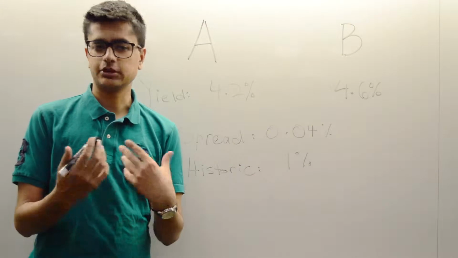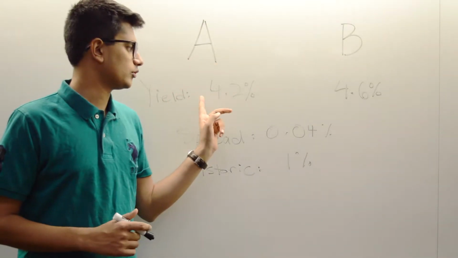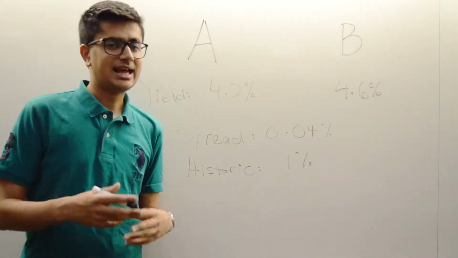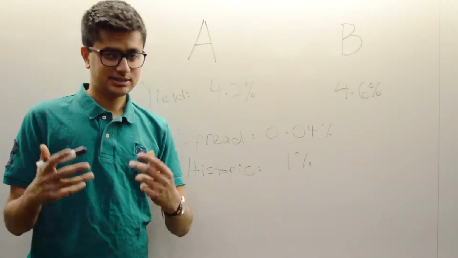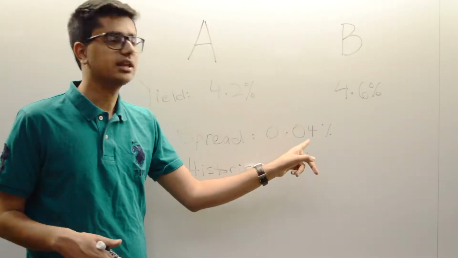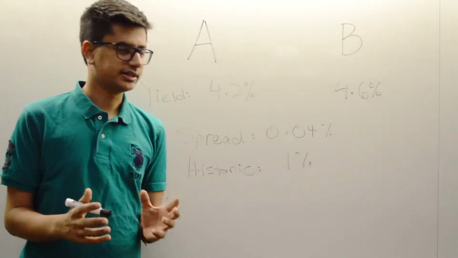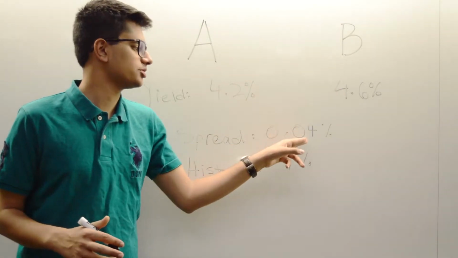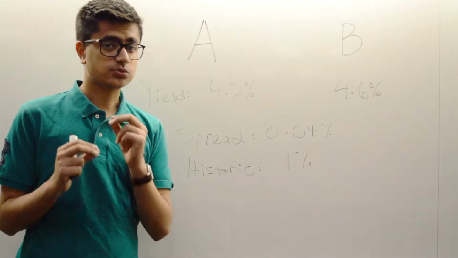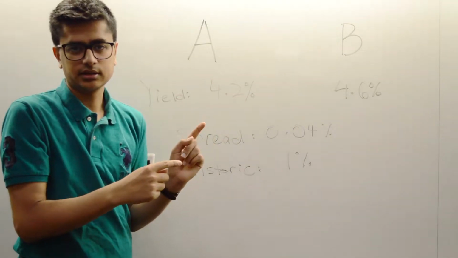Let's say they have their stocks equity. The yield on company A stock is 4.2%, while on company B it is 4.6%. The yield spread is the term given to the difference between the two yields, which is quite simply given, it's 0.04%. Now here's the question. Right now, the yield spread is 0.04%, which is the difference between the two. Historically, it was 1%. The difference between the two actually used to be 1%.